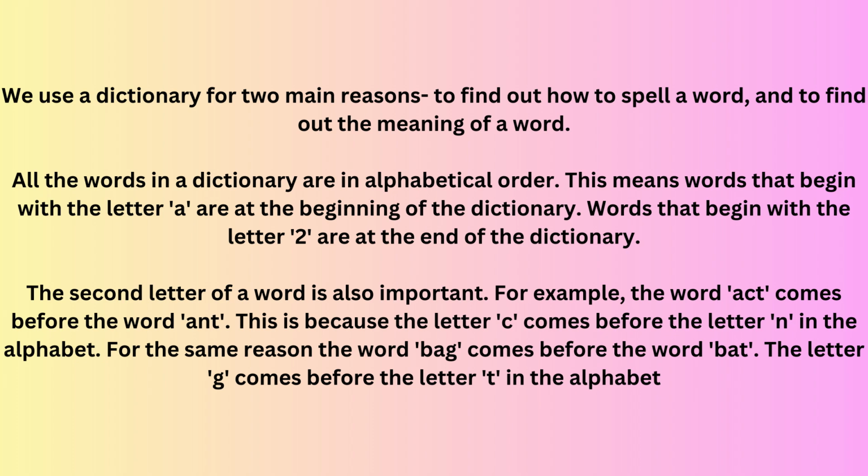The second letter of a word is also important. For example, the word act comes before the word ant. This is because the letter C comes before the letter N in the alphabet. For the same reason, the word bag comes before the word bat. The letter G comes before the letter T in the alphabet.